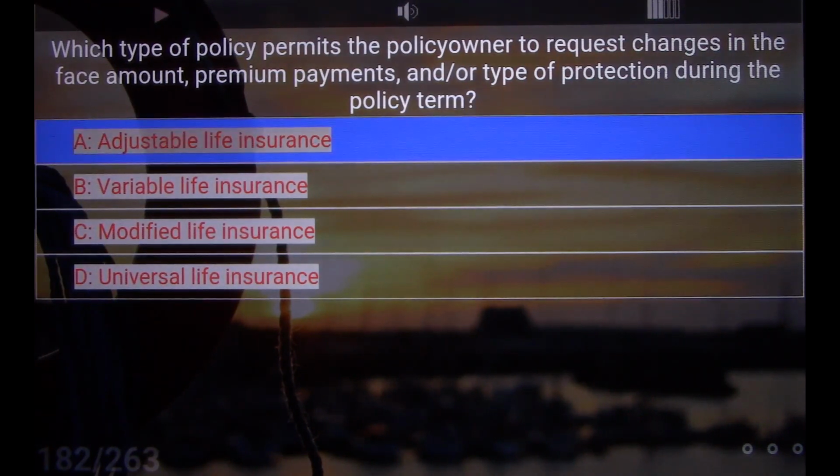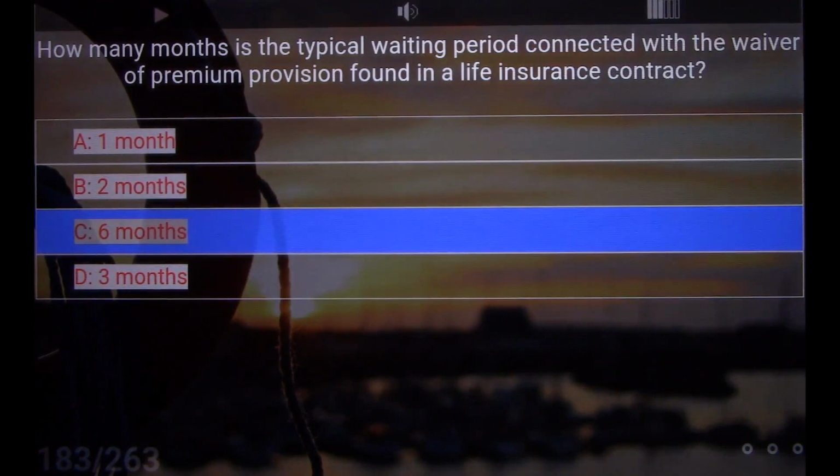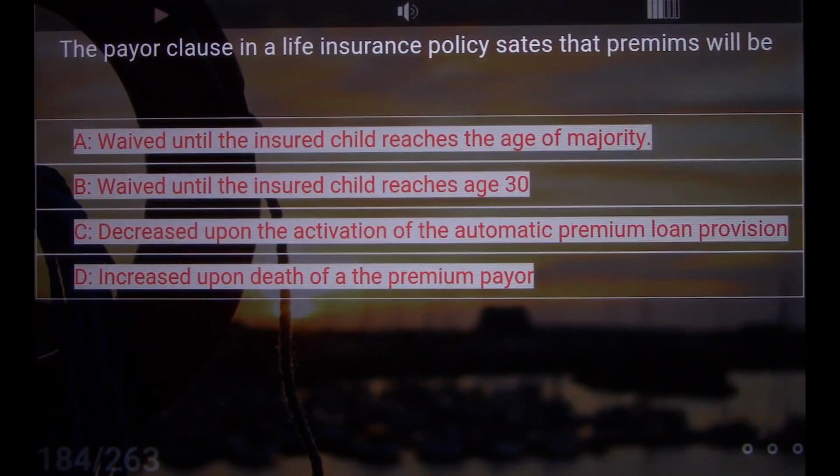A. Adjustable life insurance. How many months is the typical waiting period connected with the waiver of premium provision found in a life insurance contract? C. 6 months. The payor clause in a life insurance policy states that premiums will be A. Waived until the insured child reaches the age of majority.